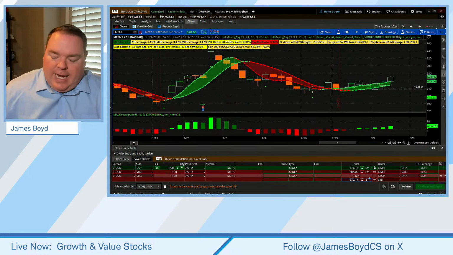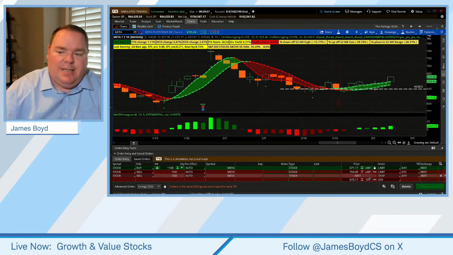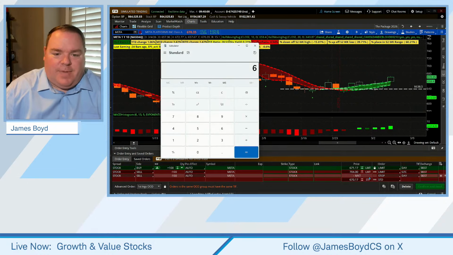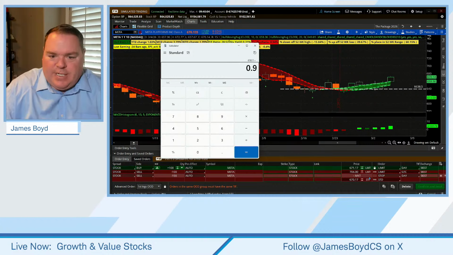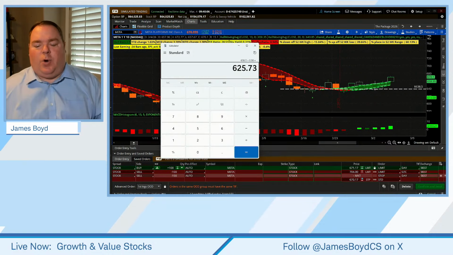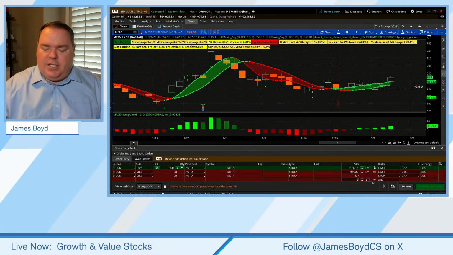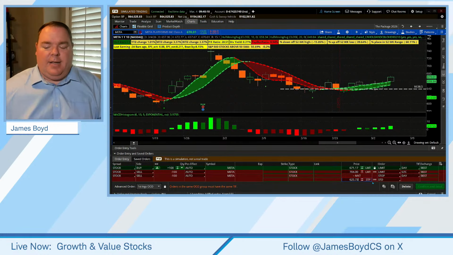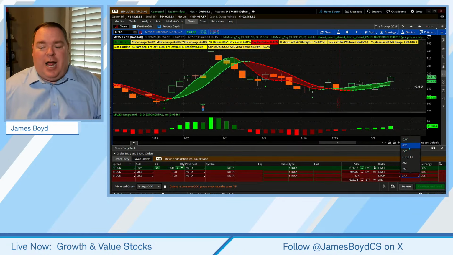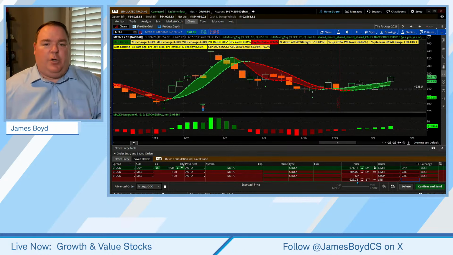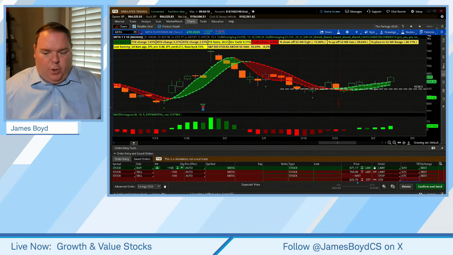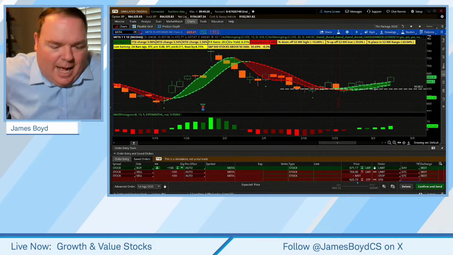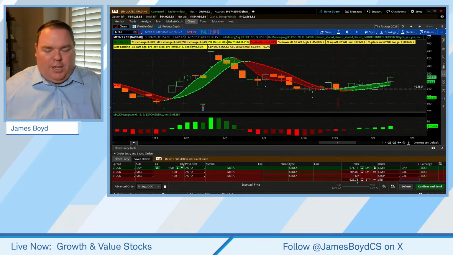Now, some people like to set tight stops. We're not a fan of that. 638.50 less 2% is 625.73. In the rationale we use in the paid money account, we would rather have a looser stop and have a lesser chance to get stopped out versus a tighter one.